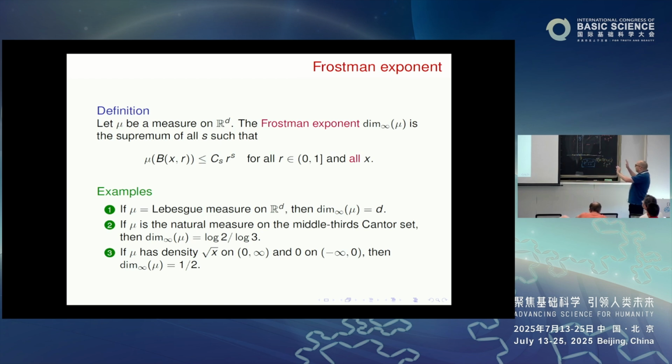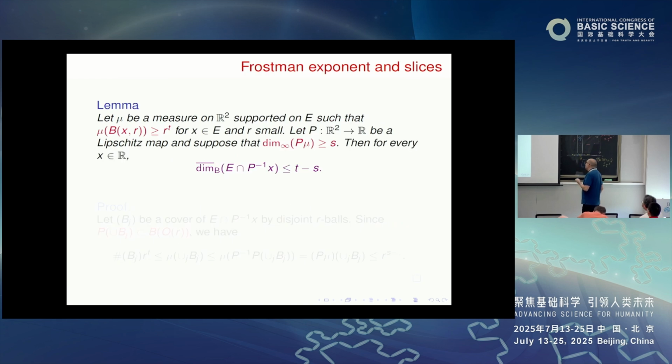All I want to say with this example, which is wrong as stated, is that just one bad point can destroy your Frostman exponent. And this does happen. Okay, so we have two problems, and the first problem is about giving upper bounds on slices. So what do upper bounds on slices and Frostman exponents have to do with each other?